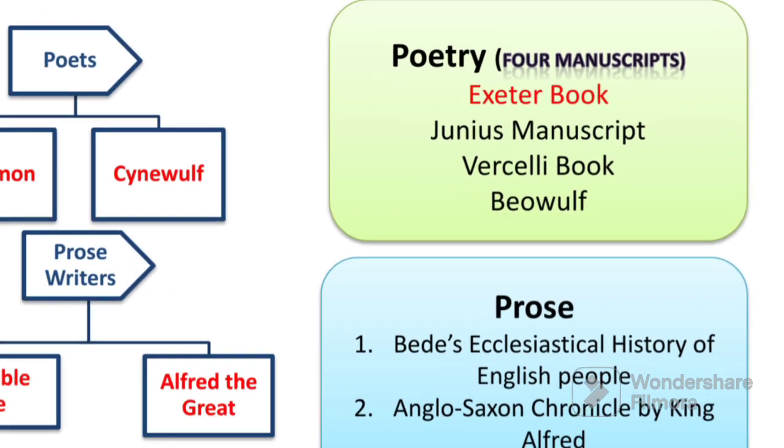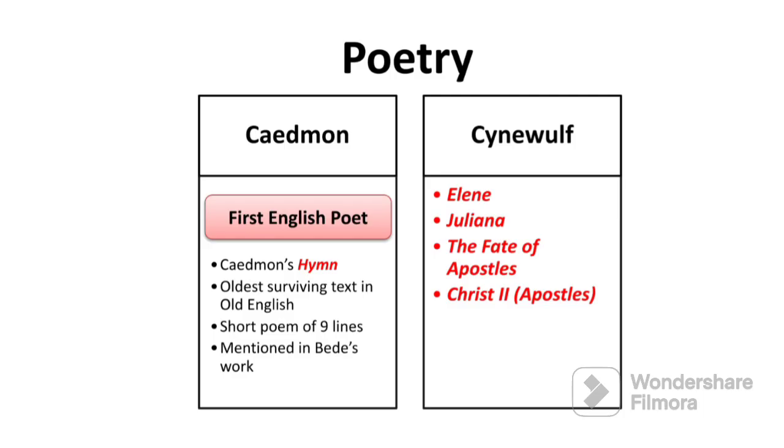And in poetry, we have these works. Caedmon, who is the first English poet, wrote Caedmon's Hymn, which is the oldest surviving text in Old English. It is a short poem of 9 lines, and we find out about Caedmon only in Bede's Ecclesiastical History of the English People.